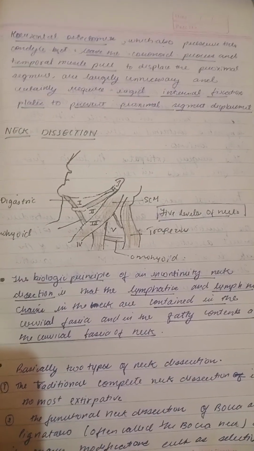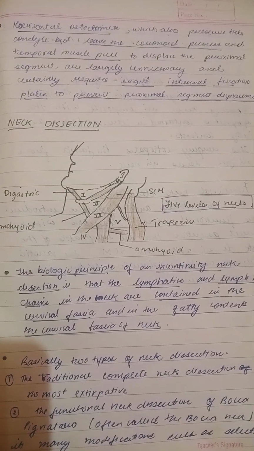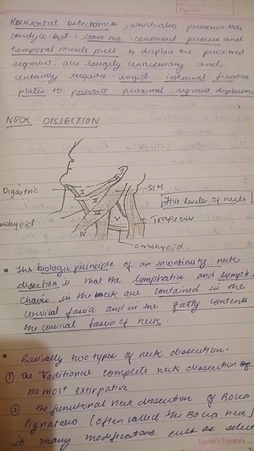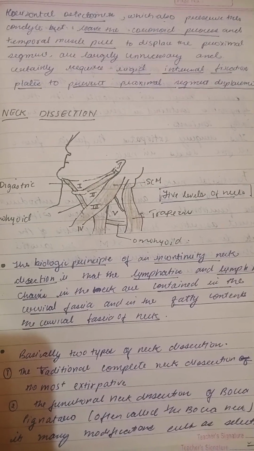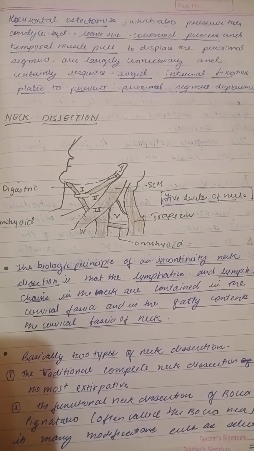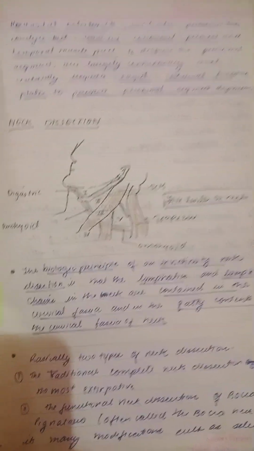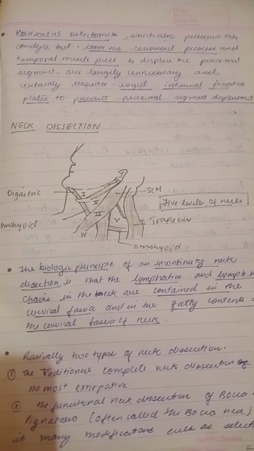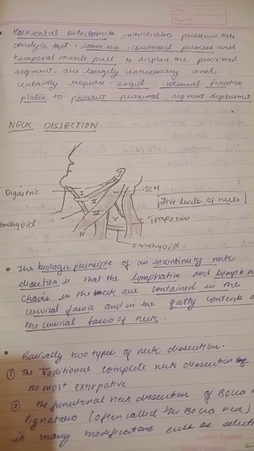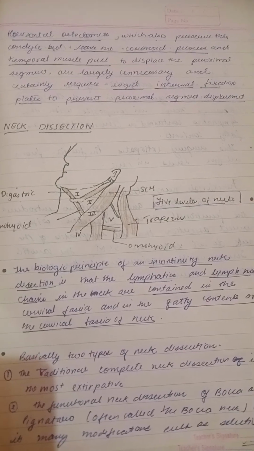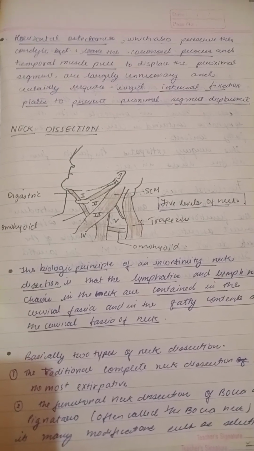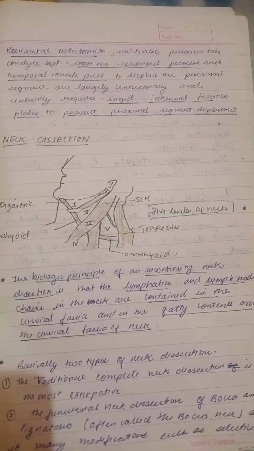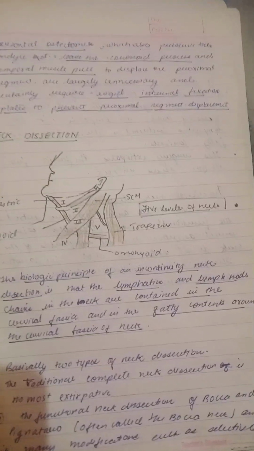Now, coming to horizontal ostectomies, which also preserve the condyle but leave the coronoid process and temporal muscle pull to displace the proximal segment. So what does a horizontal ostectomy do? It preserves the condyle, but the coronoid process and temporal muscle pull cause displacement of the proximal segment. So any displacement after the surgery is not good.